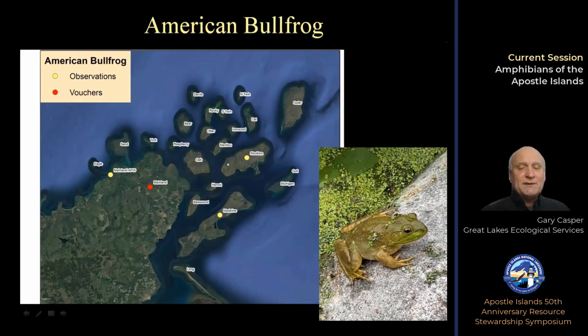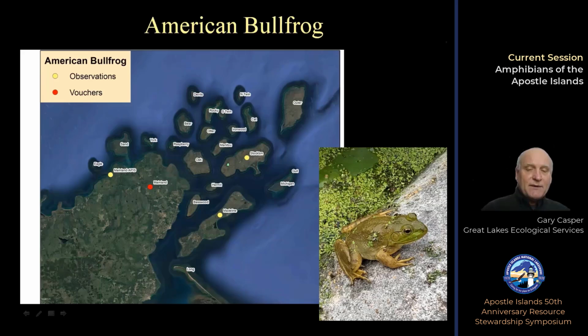American bullfrog, this is a more southern species, but it has extended its range up to the southern shore of Lake Superior in places. It is known from the mainland. I don't put a lot of stock in the observational records shown here on the islands or even on the mainland, simply because, like the chorus frog, this species is often erroneously reported on the frog and toad surveys, with people confusing the calls of larger green frogs with bullfrogs.